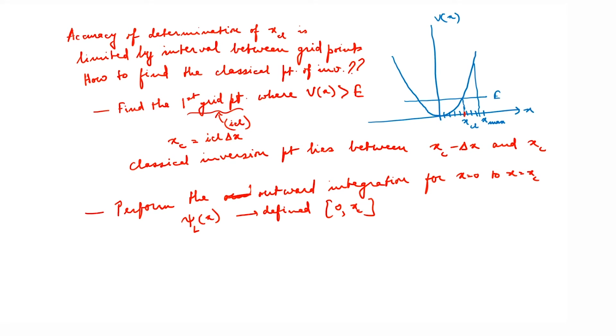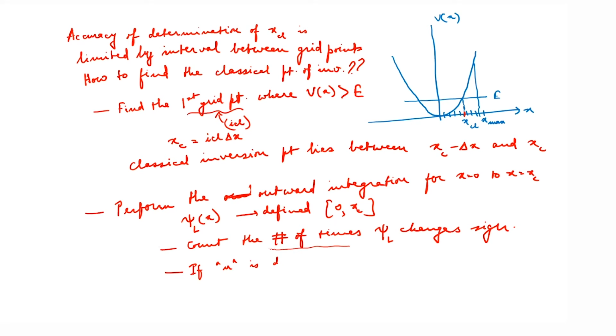While performing this outward integration, what I should also do is count the number of times my psi L changes sign. If the number of times my psi L changes sign is equal to the desired number of nodes, then it tells me that this solution is correct. If not, that is if n is different, what we need to do is adjust the energy. We need to adjust the energy using the same shooting method that we described before.